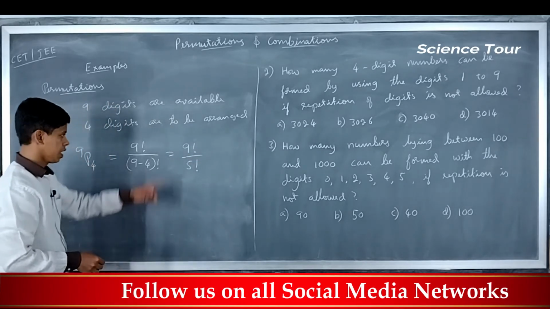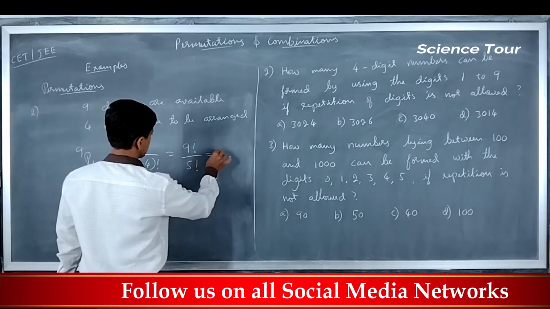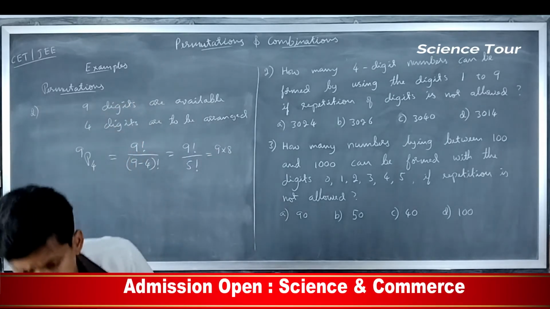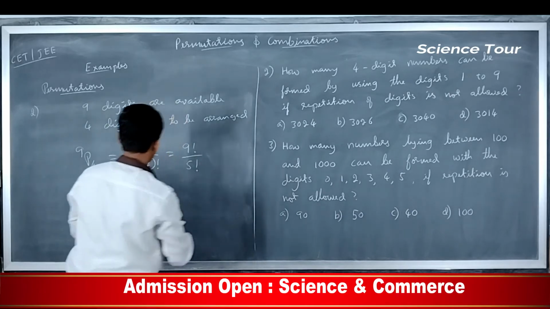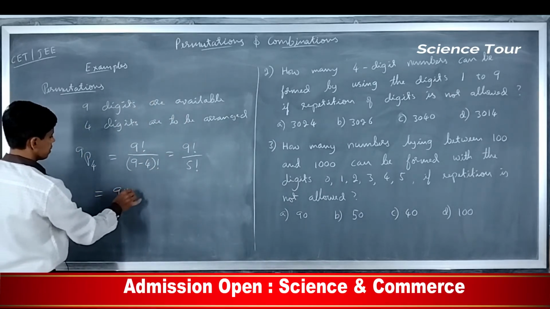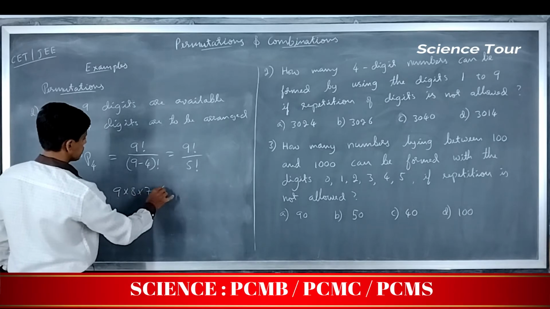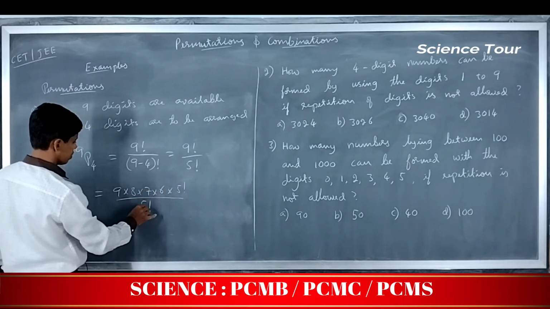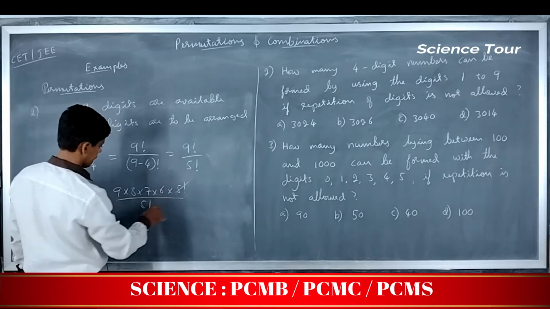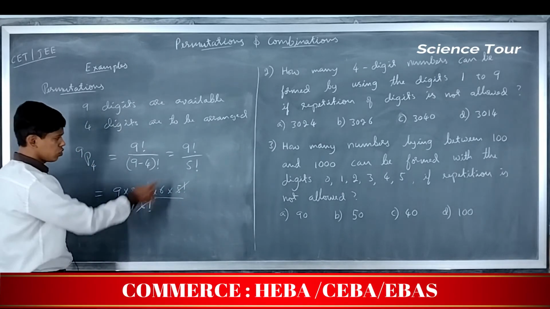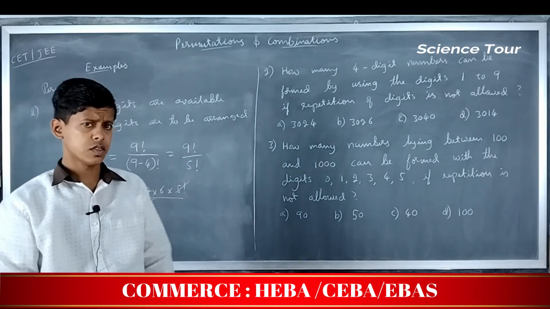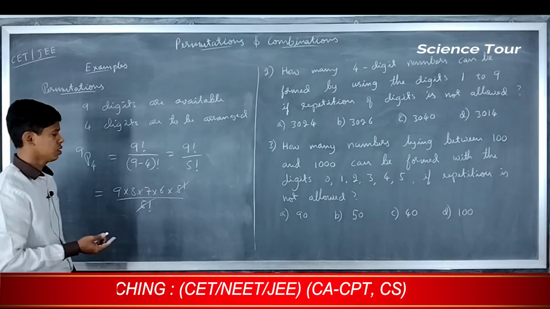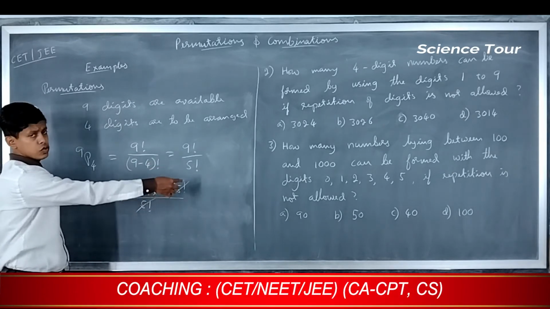All right, so 9 factorial can be written as 9 into 8 into 7 into 6 into 5 factorial divided by 5 factorial. So you can cancel out this. I'm sure you know this technique, correct? So n factorial is n into n minus 1 factorial. So 9 factorial can be reduced in this way.